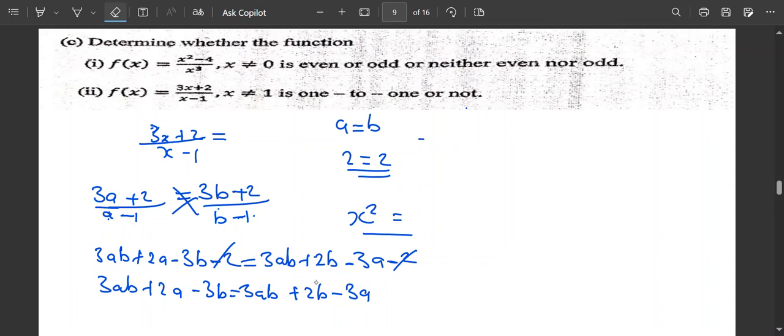We can see this one and this one are the same, ab and ab, so this and this go. So we are remaining with 2a minus 3b is equal to negative 3a plus 2b, this one here. Now how do we simplify this further? I don't know the mistake, but this function is supposed to come out one-to-one.